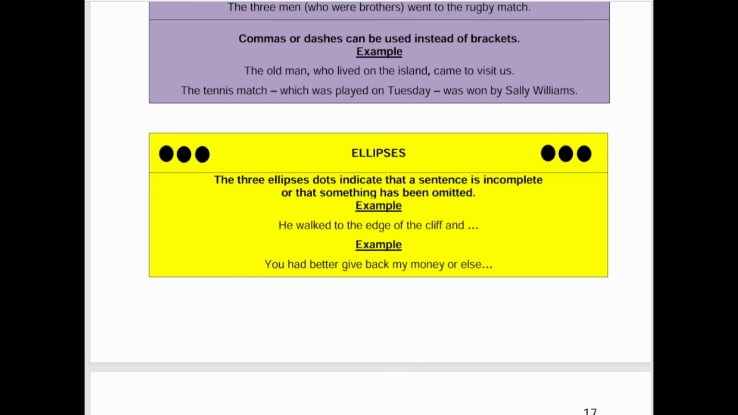Example, he walked to the edge of the cliff and then, three dots. Those three dots are just showing that the sentence is incomplete. Another example, you had better give back my money or else, and there are also three dots. So those three dots, or the three ellipses, show that a sentence is incomplete or something has been ignored or omitted.